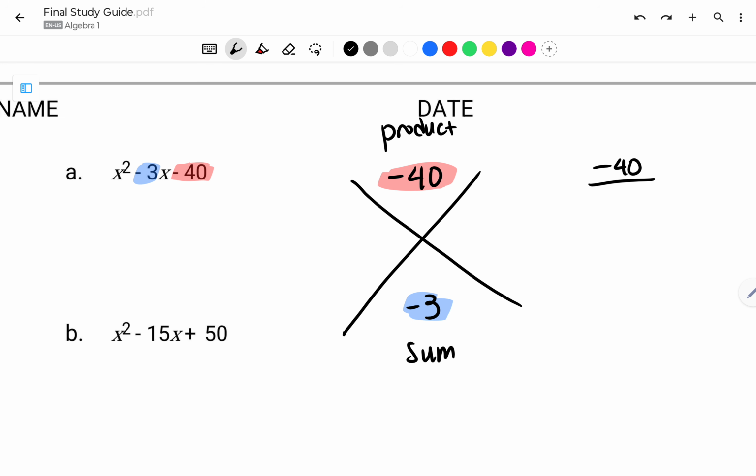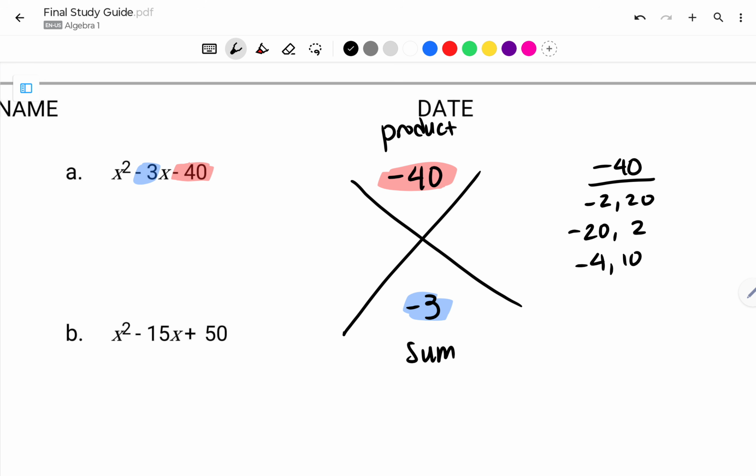Okay, so I'm just going to list some numbers. Negative 2 times 20, that gets you negative 40, but do they add up to negative 3? No, that gets you positive 18. Oh, I meant to say positive 18. My bad. Or, sorry. Wait, you could do negative 20 and 2, but that's going to get you negative 18. Let's keep going. Negative 4 and 10, that multiplies to get negative 40, but that doesn't add up to negative 3. So the other one's probably not going to work as well.